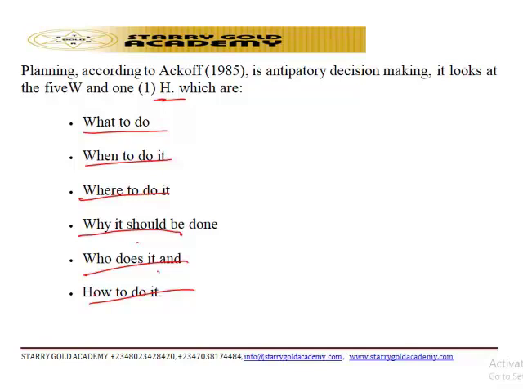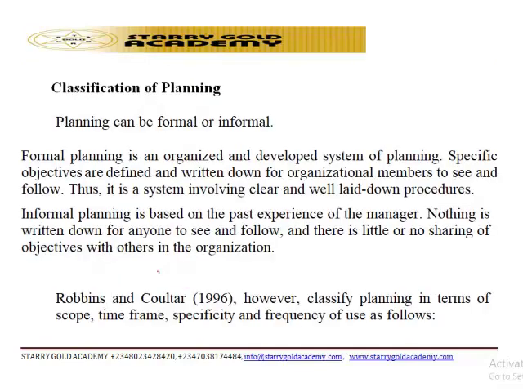Now, how do we classify planning? When we are talking of planning classification, the first we have is planning as formal or informal, meaning we can classify planning to be formal or informal. Formal planning is an organized and well-developed system of planning. Specific objectives are defined and written down for organizational members to see and follow. As a result of this, it is a system involving clear and well-laid-down procedures. That is formal planning.